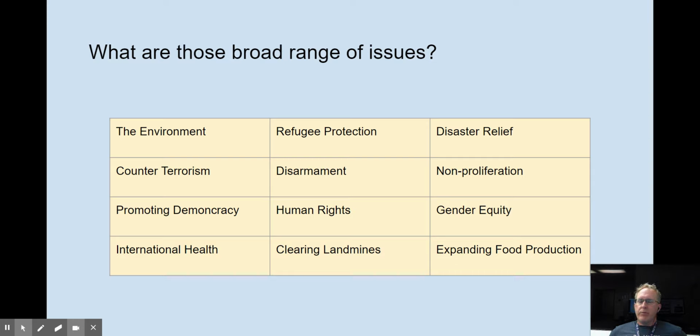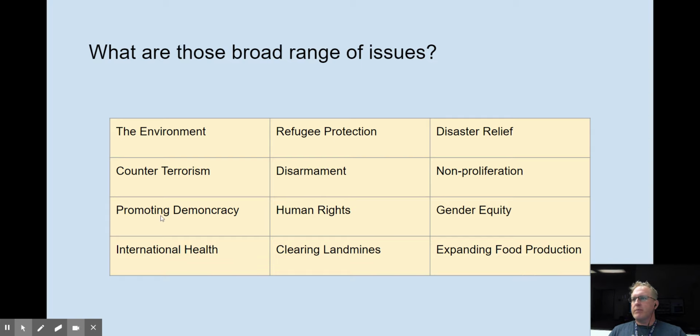Non-proliferation, that's probably one that you might not be aware of. That is actually talking about nuclear weapons. Non-proliferation is about nuclear weapons. So basically, since the UN started in 1945, they really have tried to stop the spread of nuclear weapons.